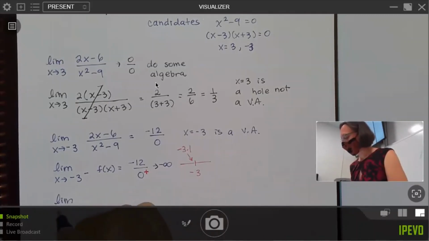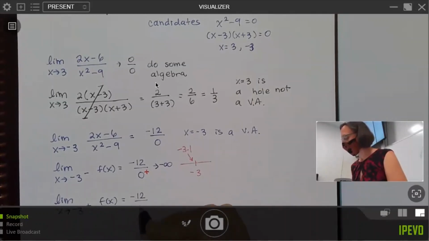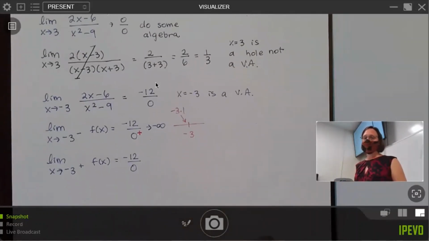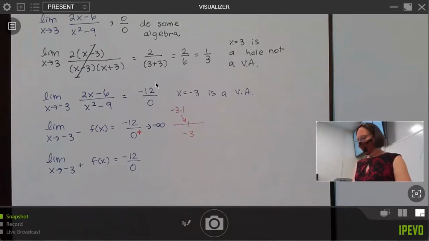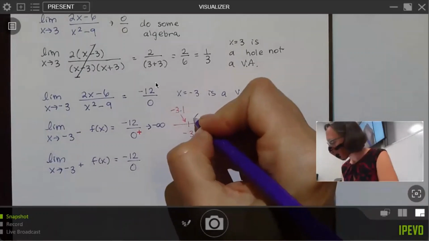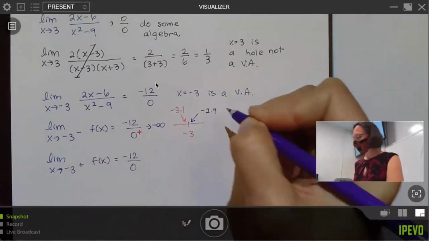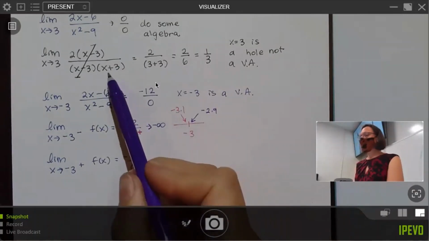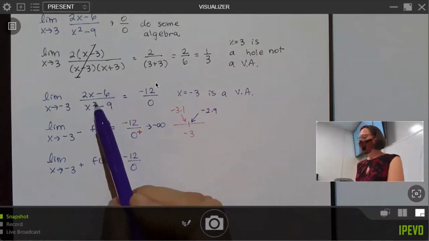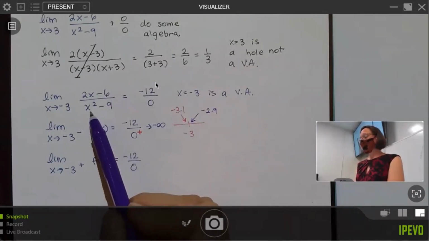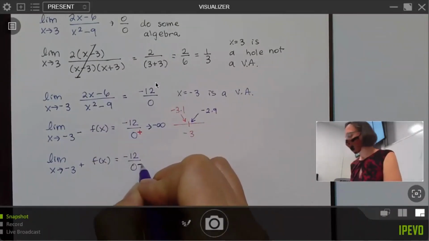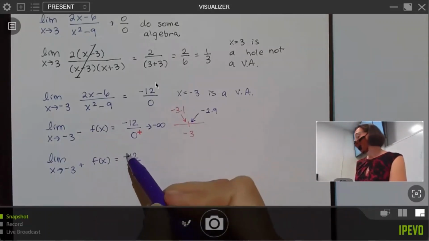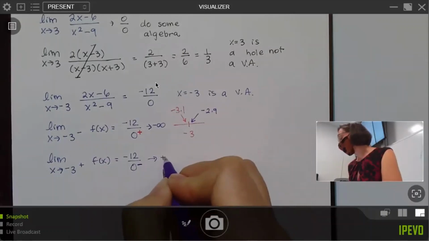If I look at the limit as x approaches -3 from the right, again, I'm going to end right back at -12 over 0 when I plug in the -3. But if I'm coming from the right, that's something like -2.9. Well, 2.9 squared is going to be a little bit less than 9 because 2.9 is a little less than 3, which makes my denominator a little bit less than 0. Because I have a negative over a negative, this would be headed to positive infinity.